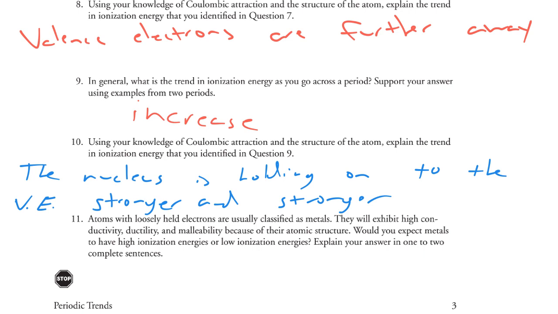Now question 11 asks us to make a prediction about metals, but it tells us that atoms with loosely held electrons are usually metals. So if they're loosely held, that's going to be low ionization. All right, it won't take much energy to remove those electrons if they are loosely held.